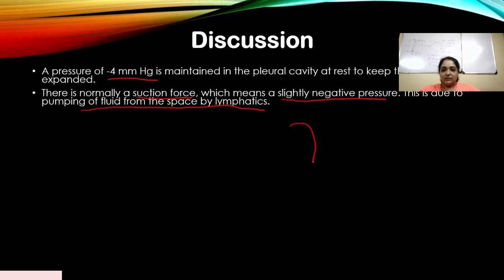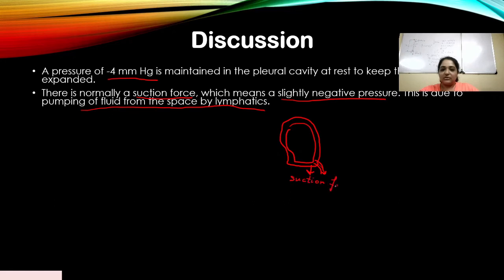You have lungs like this. This is a very primitive diagram, but I just want to explain. If you have your pleural membrane over here, this is your outer and your inner pleural membrane over here. There is a lymphatic system which is connected to this pleural cavity, and it is always pumping out fluid from here, and this helps in maintaining the suction force.